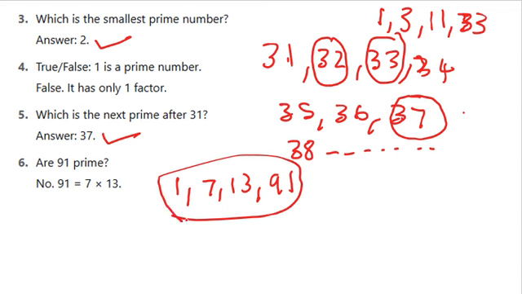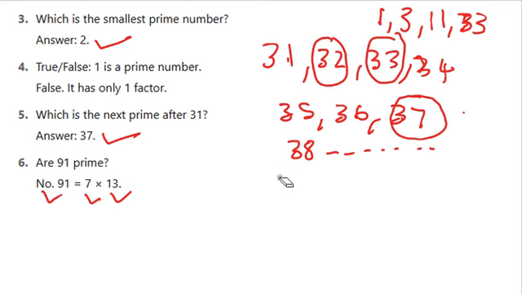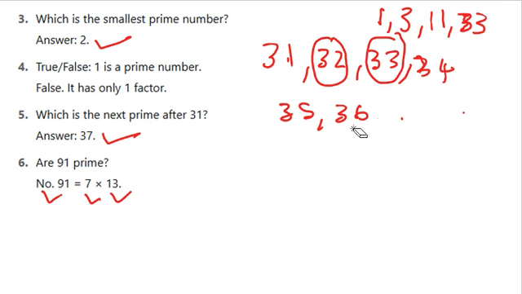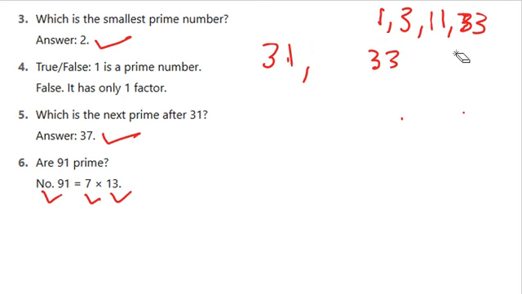Because it has more than two factors, or it has other factors that are not 1 and itself. As you can see here, it says no because it has the answers 7 and 13. So this is how you work out these problems. Now there's one trick you can use to find out whether a number is prime or not. Let me tell you this trick.